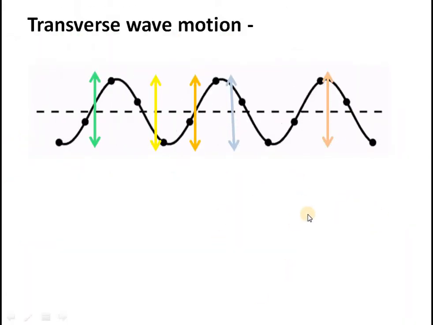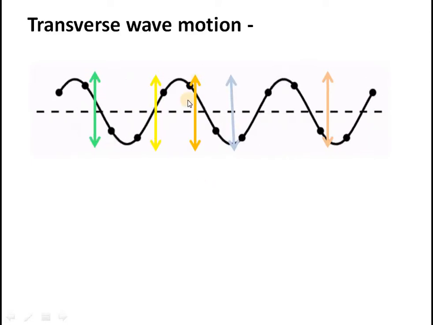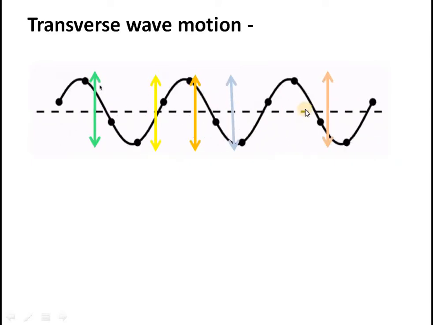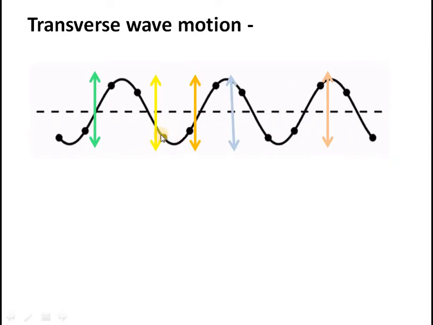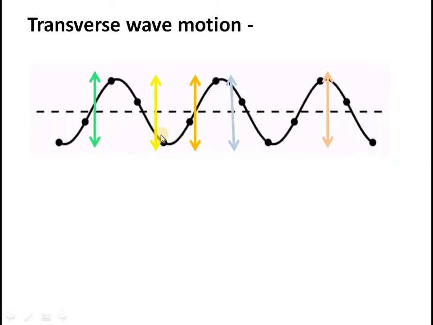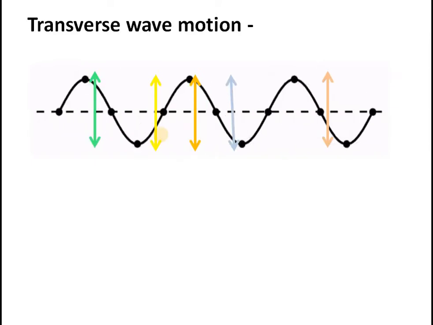In transverse motion, I have already told that particles are oscillating up and down. They are actually not making any positive displacement in the horizontal direction. You can see from these graphics. You can focus on any particle, for example, this particle adjacent to the yellow arrow line. You can see that particles are simply moving up and down. They are not making any horizontal displacement.